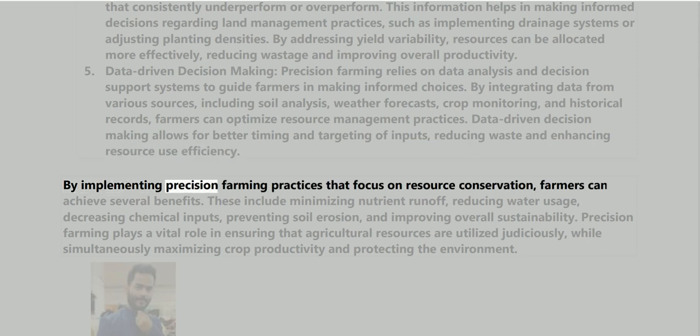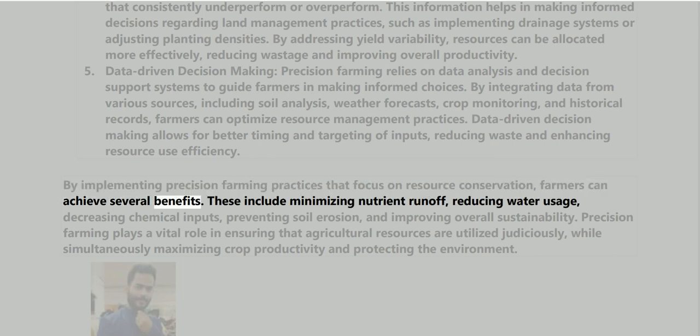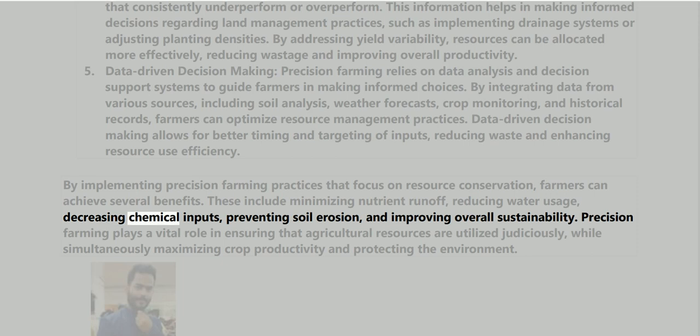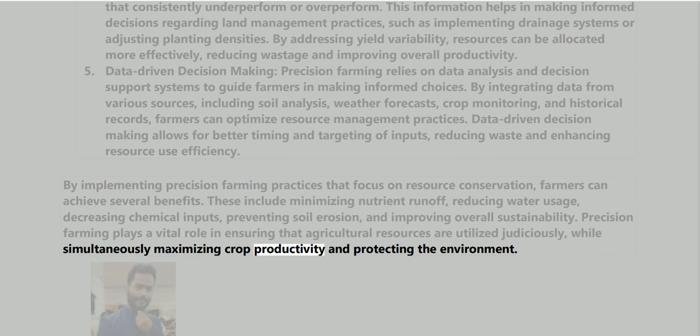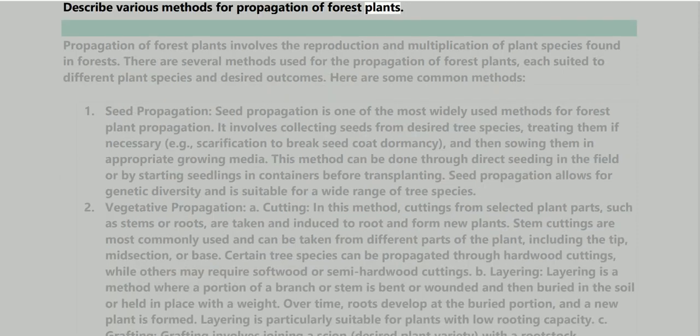By implementing precision farming practices that focus on resource conservation, farmers can achieve several benefits. These include minimizing nutrient runoff, reducing water usage, decreasing chemical inputs, preventing soil erosion, and improving overall sustainability. Precision farming plays a vital role in ensuring that agricultural resources are utilized judiciously, while simultaneously maximizing crop productivity and protecting the environment.